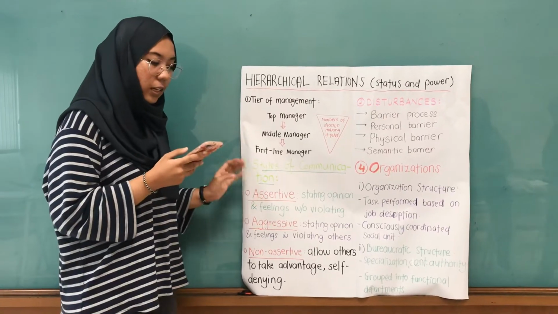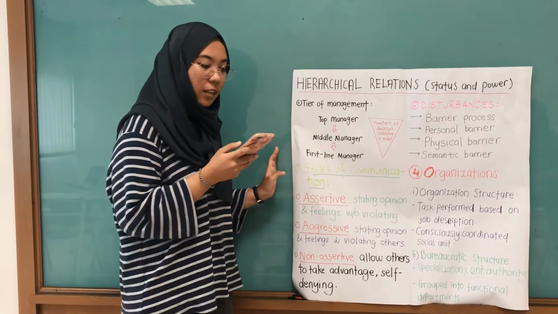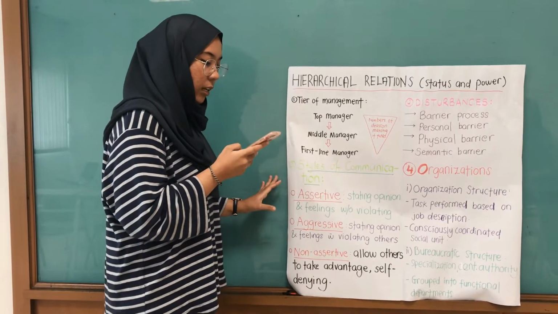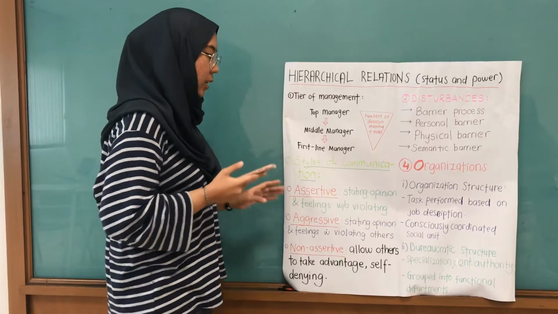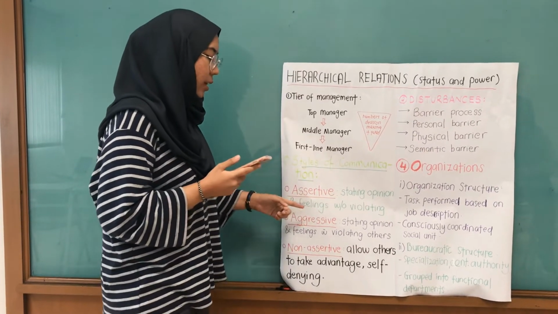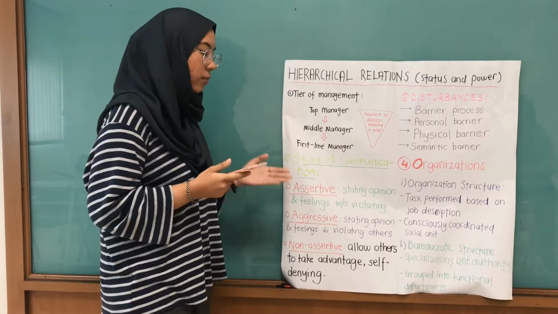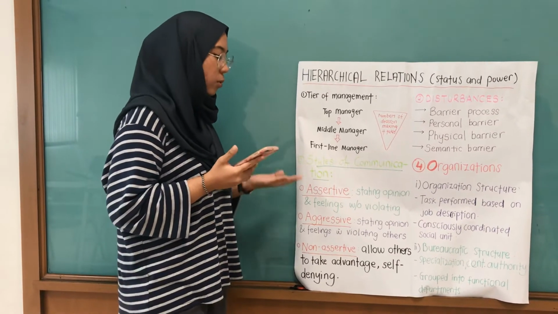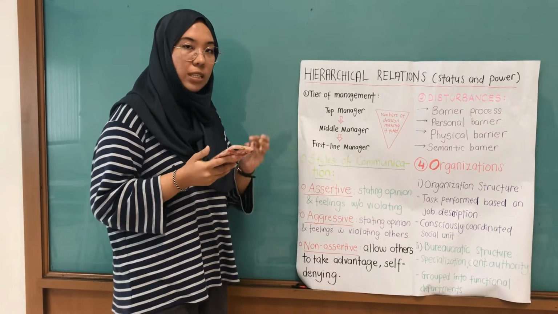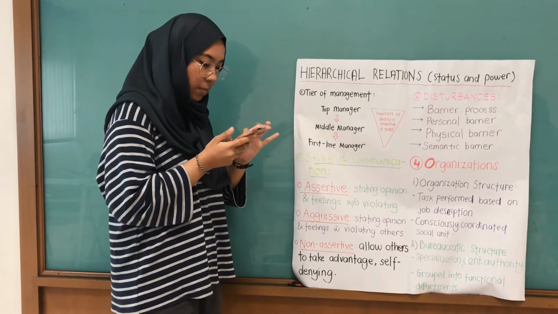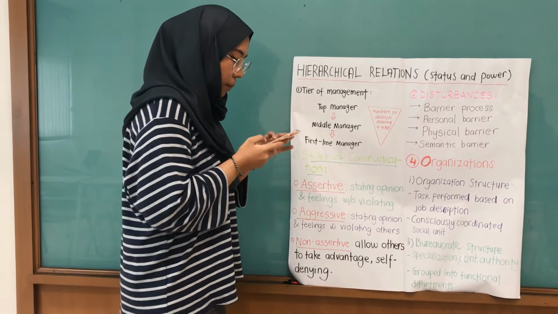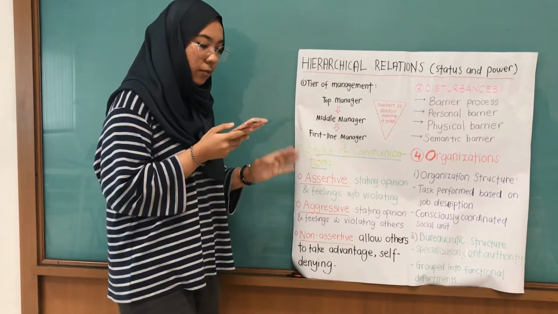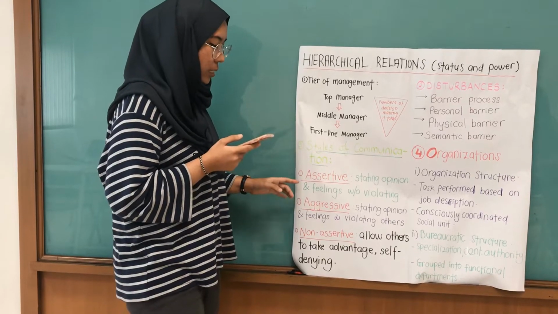There are 3 types of common communication in an organization. The first one is assertive. It is a style in which individuals clearly state their opinions and feelings and advocate for themselves without the violation of others. The people who are assertive also possess high self-esteem and confidence, as well as being respectful of the other person's rights.